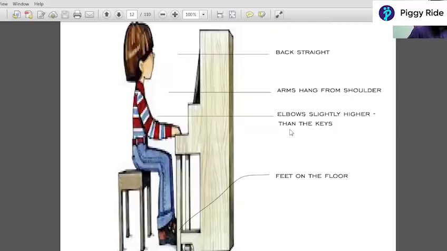I will show this image again. You can see this, and your tummy and keyboard keys should be equal, not higher and not lower from this tummy area. You can see this in the image. With this sitting position you can feel better when you are going to play keyboard, and you can play for a long time if you sit like this.